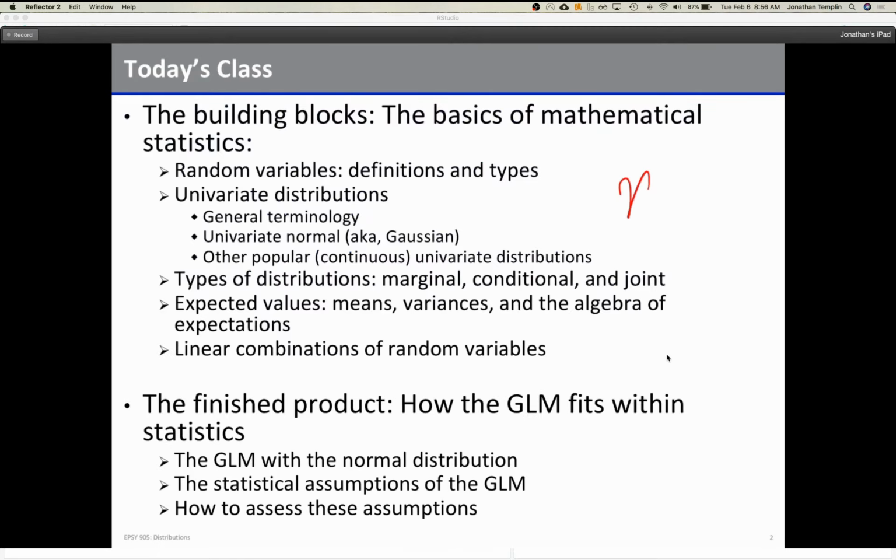In today's class, we're going to cover the building blocks of what underlies the statistics that we use in class. We're going to start with random variables. These are the types of distributions that are out there, the types of variables can take.